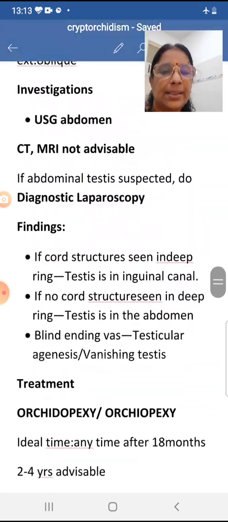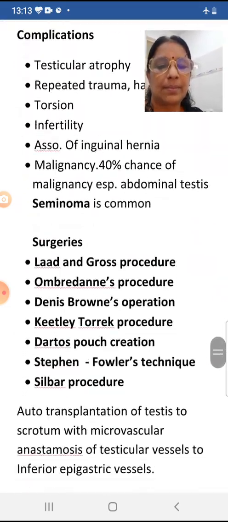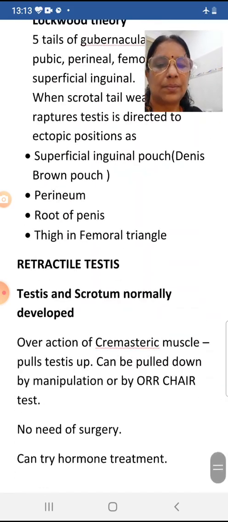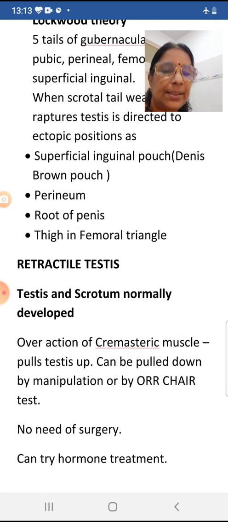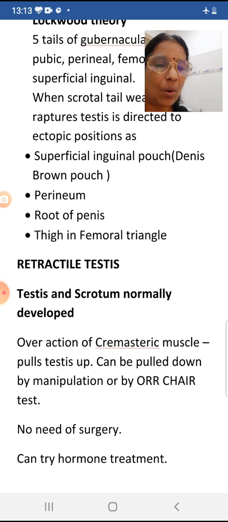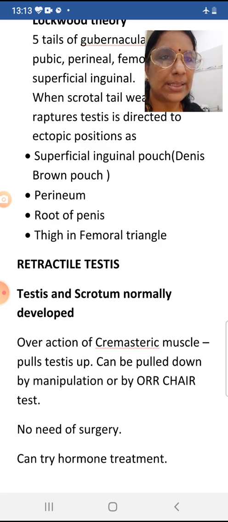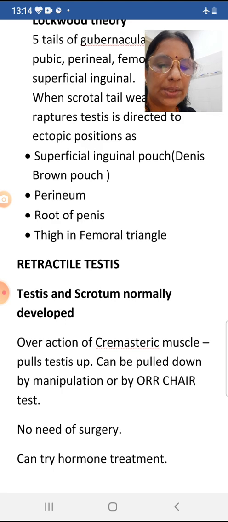So retractile testis. A word about retractile testis: the testis and scrotum are normally developed, but due to overaction of the cremasteric muscle, it pulls the testis up. It can be pulled down by manipulation or by the orchair test. What does the orchair test mean? You make the patient or the child sit in a chair with the thighs and the knees flexed. While doing this procedure, the abdomen is pressed and the testis which is pulled up will be pushed down. So that is called the orchair test.